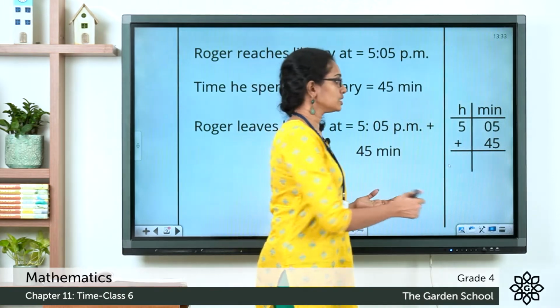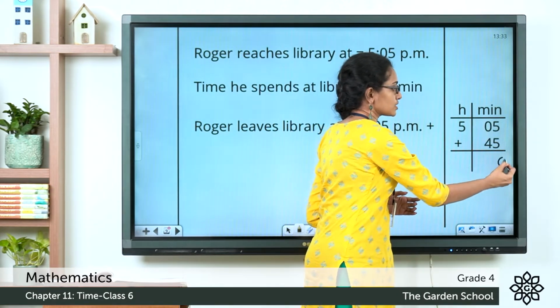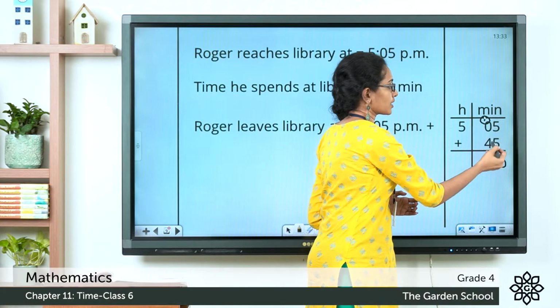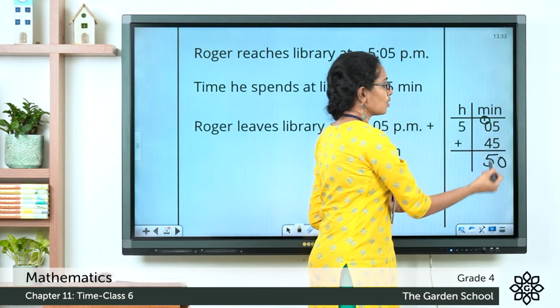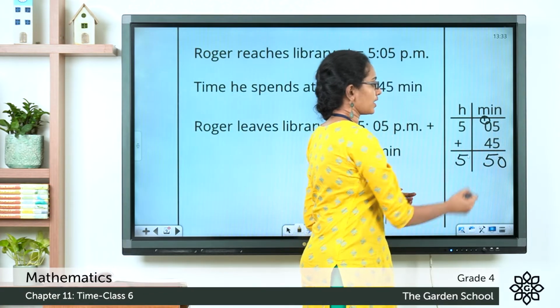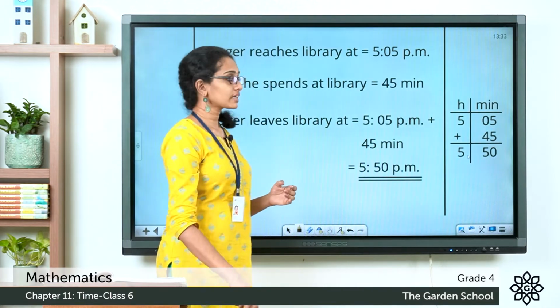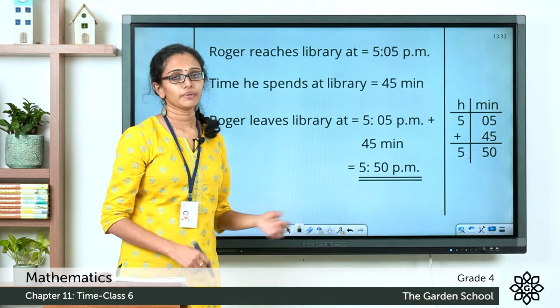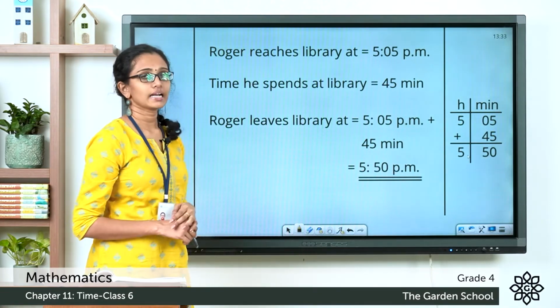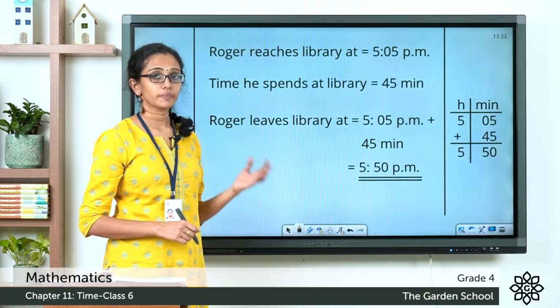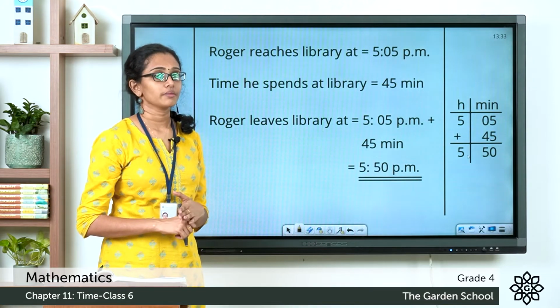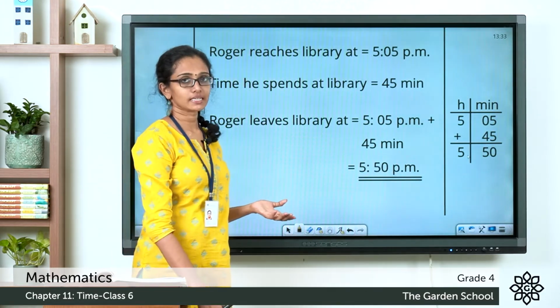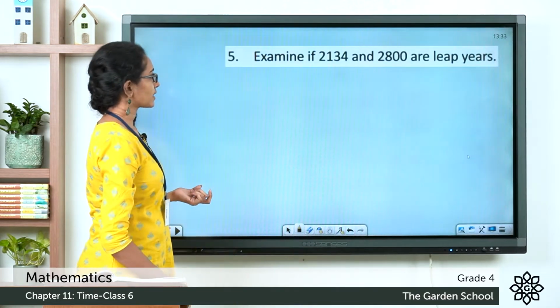Let's do the addition. So 5 plus 5 is equal to 10. A carry over 1. Now here 1 plus 4 is equal to 5. Now here it is 5. Now what is the time that he leaves from the library? It is at 5:50 p.m. Roger leaves the library at 5:50 p.m. after spending 45 minutes there. So I hope it is clear to you. Now let's see the next question.